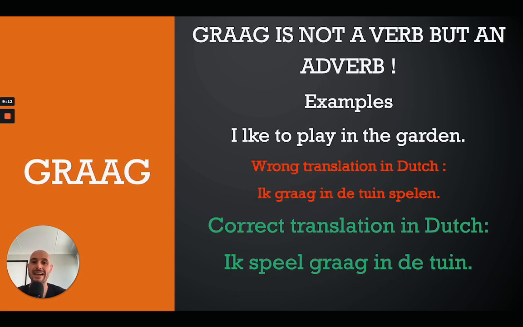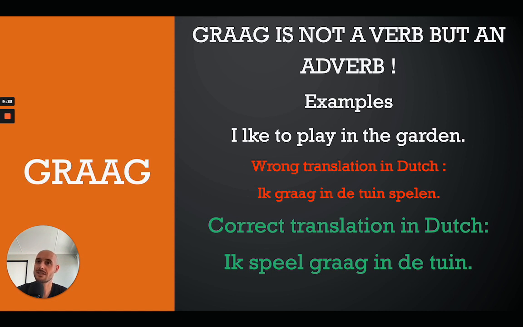Right? Then we look at graag. Graag is not a verb. Many people, sometimes when my students speak, they think graag is a verb. So when they say, I like to play in the garden, sometimes I hear ik graag in de tuin spelen. Or sometimes I hear ik graag in de tuin. Graag is not a verb. Graag is an adverb. So it's the same case with always, right?